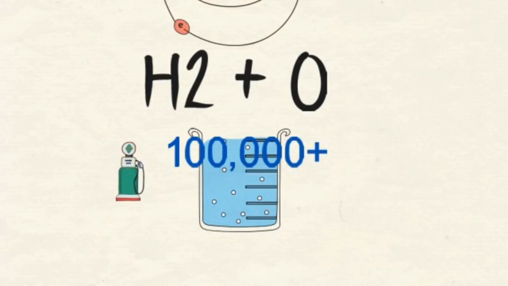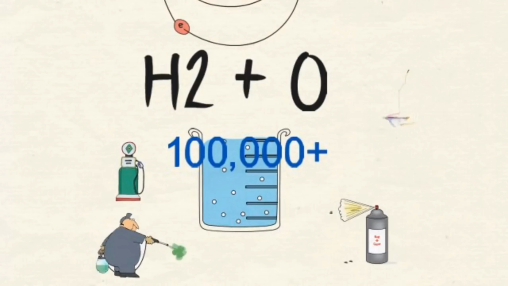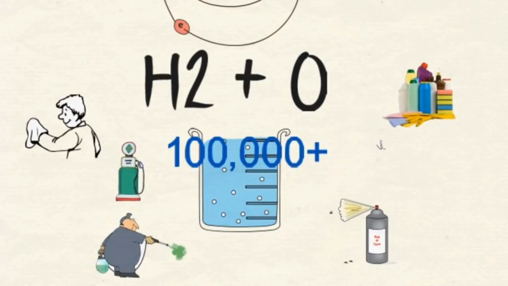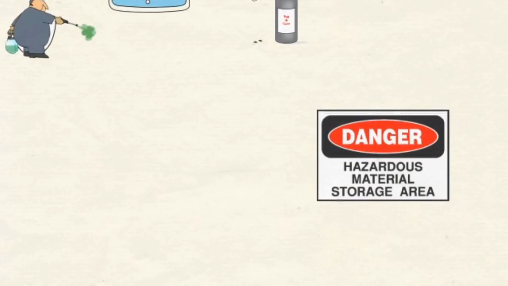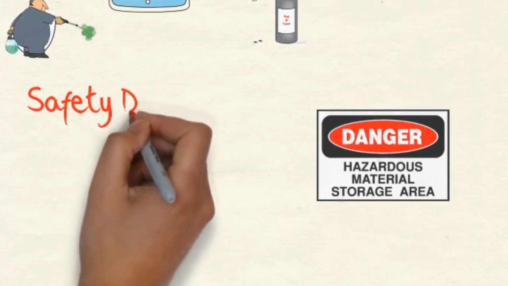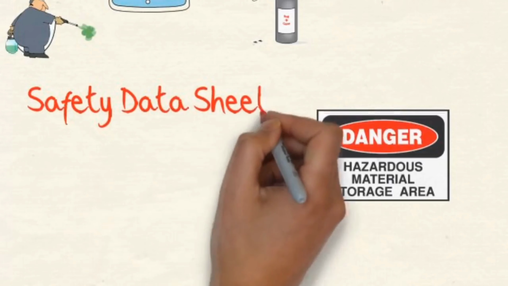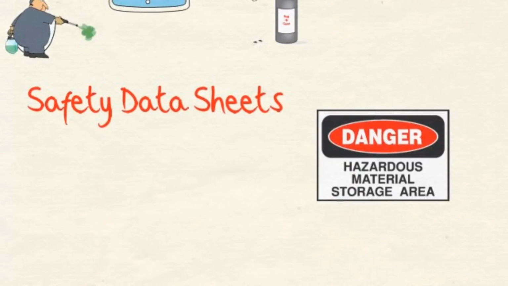than 100,000. Gasoline, paints, household cleaners, detergents, toiletries, wipes, solvents, everyday products used at home or work are made of chemicals. Before using any chemical product, you should find out all you can about it, and this information is literally at your fingertips in free publications called Safety Data Sheets, or SDSs.